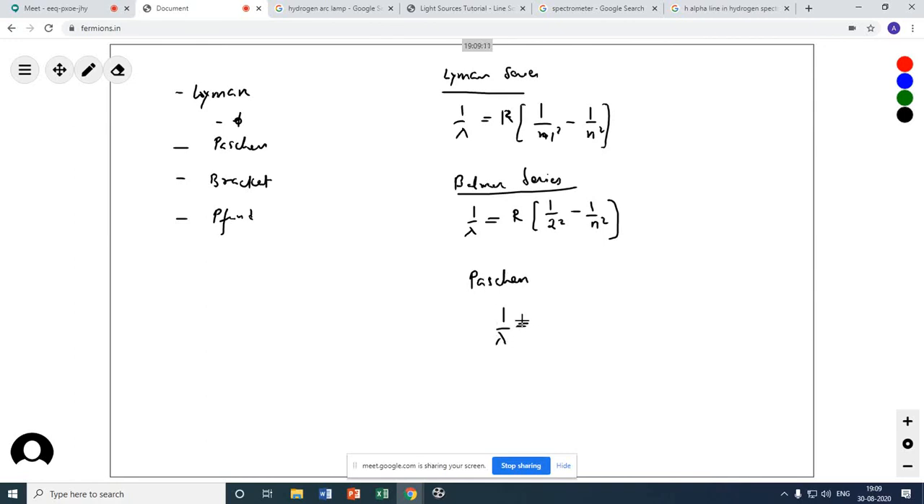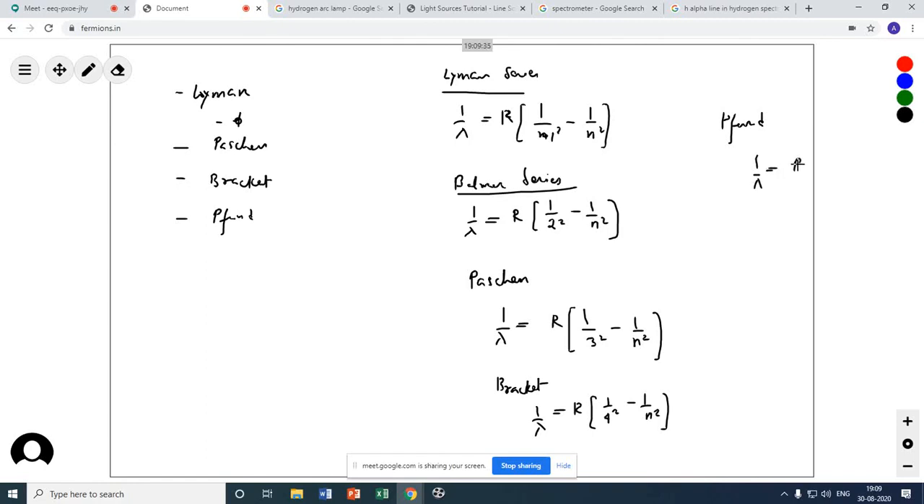So you can see, if you understand, it's a very excellent chapter. Paschen is with 3 square. So now you can see which one is what. Brackett is 1 by 4 square minus 1 by n square. The rest is still left, and it will be even more interesting. Finally, Pfund will be 1 by lambda equals R times 1 by 5 square minus 1 by n square, and so on. Okay?